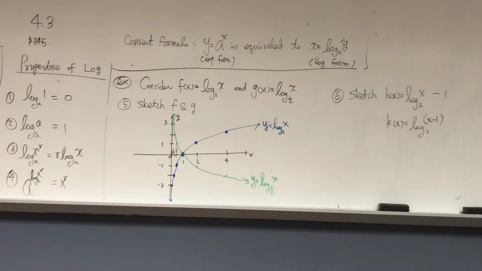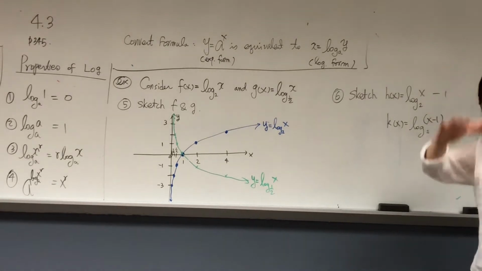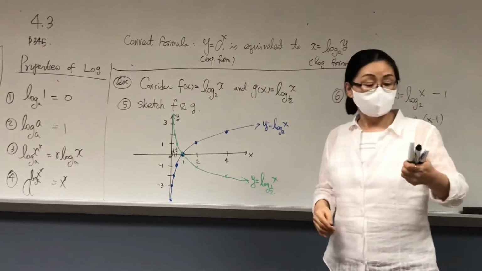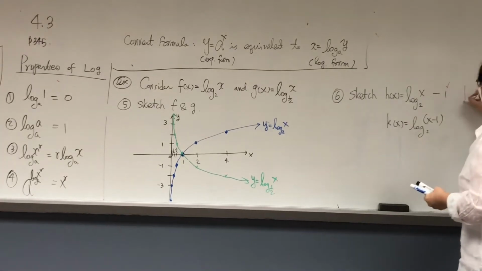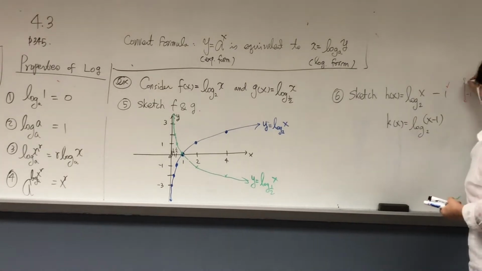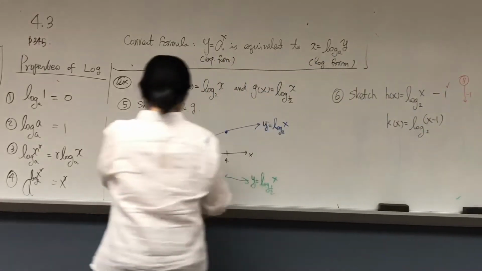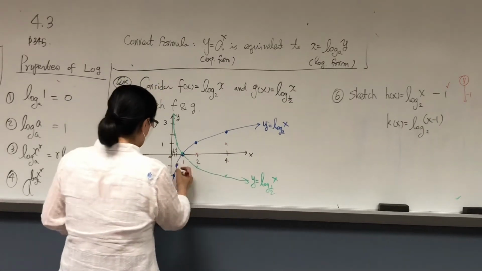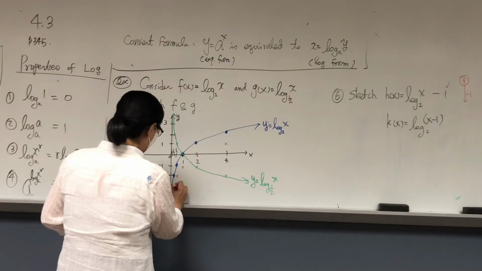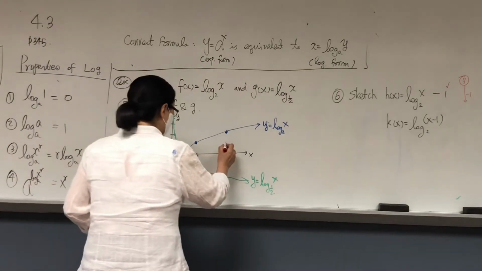What's the graph of h of x? What kind of shifting? From the f, downward. Down one. Everything is down one from f. So your graph f here, down one. Am I right? Yes. And graph it.